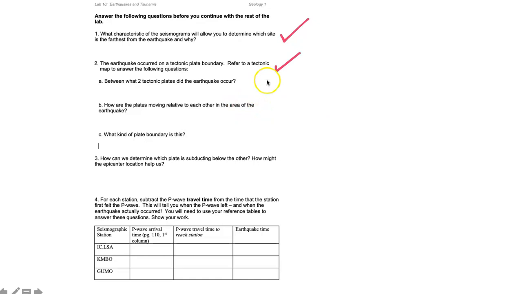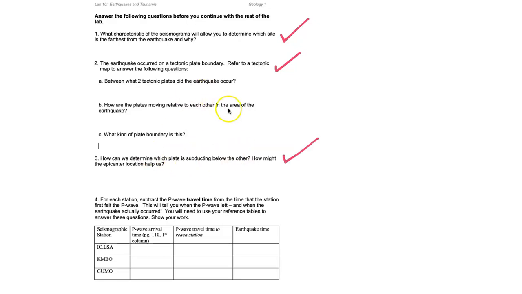The next question has to do with some tectonics, and you have to look at your tectonic map for this. Given the epicenter location, and assuming it's on a plate boundary, what are the two tectonic plates on either side of this boundary? How are they moving relative to each other? This you would only know by looking at your tectonic map. This is not information that the earthquakes tell us. And then what kind of boundary is this? Also something that you should find on your plate tectonic map.